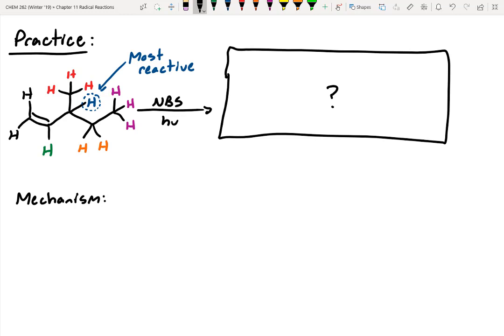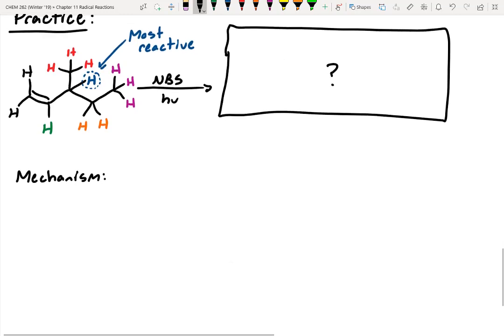Anybody think they got this one? A few people? Who needs more time on this? All right, so I'm guessing most people are either stuck or need more time. So let's go through the mechanism.